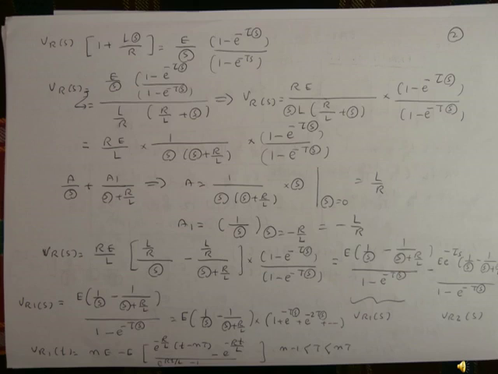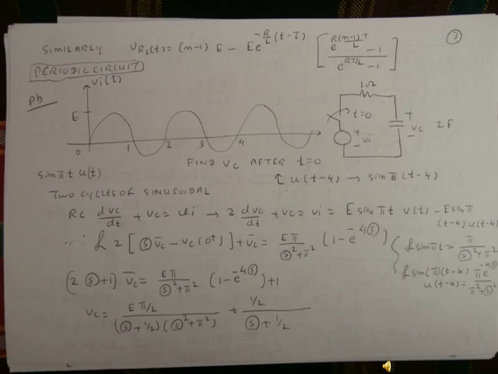This topic will be the periodic circuit. A periodic circuit will have a sine waveform, a sinusoidal waveform. The voltage E, the sinusoidal waveform, is supplied to the circuit. This is the supply source, and then you switch on at time t equal to 0. The load has a 1 ohm resistor and a 2 farad capacitor connected in series. We have to find VC after t equal to 0.